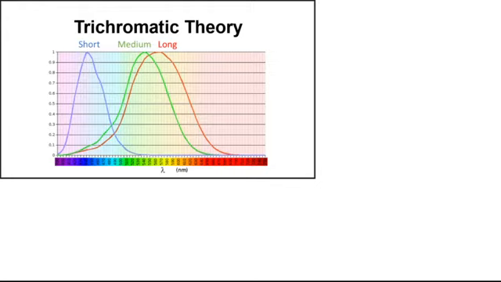Now you might notice that it is a little bit difficult to tell in that yellow range, because the red and the green are very, very close in their peaks. And they overlap a ton where yellow is. So this theory actually has a hard time explaining our ability to perceive different shades of yellow. But it does a pretty good job on everything else. And considering how old this theory is, not too bad.